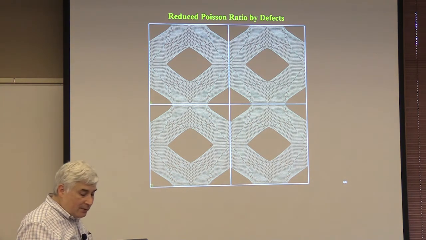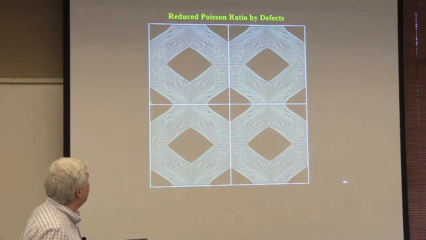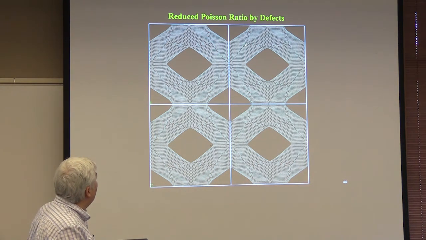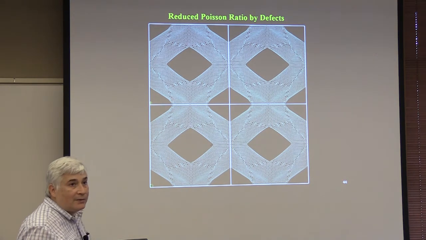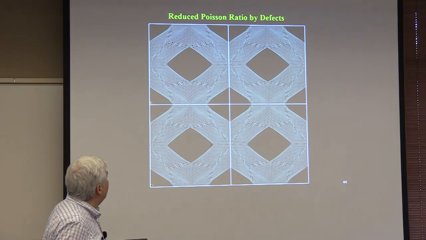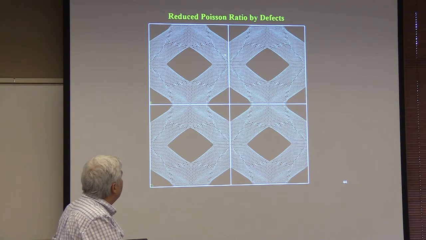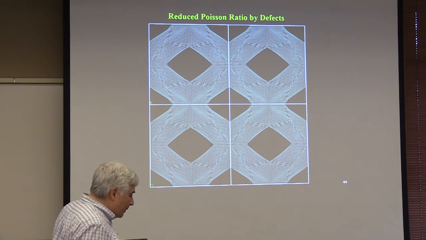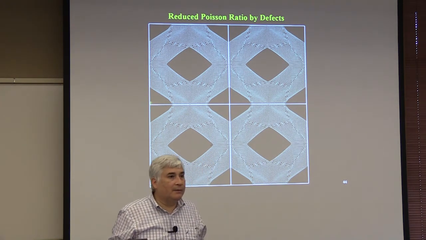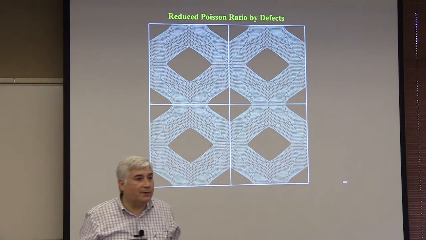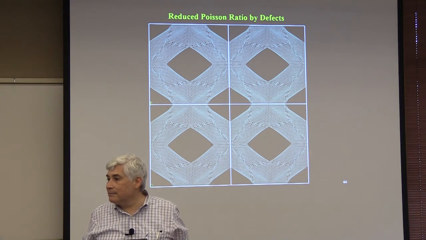Some undergrad students, one of them Javier Alarcón, decided to put defects in particular places, relax the structure with LAMMPS, and calculate one of the properties that all systems have, which is called Poisson ratio. Have you heard about Poisson ratio?